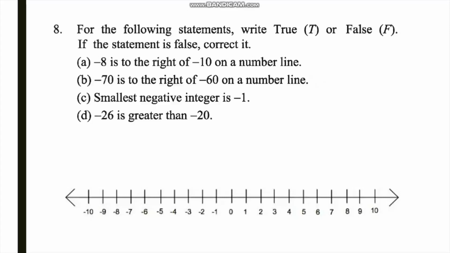Question number 8c. Smallest negative integer is -1. The statement is not correct, because if we point out -1 in the number line, we will see that there are many other integers which are on the left side and which are smaller than -1. So that is not the smallest negative integer. Question number 8d. -26 is greater than -20. No, that is not correct, because we just learned that greater numbers in case of negative integers mean smaller value. Hence, -26 is actually smaller than -20.